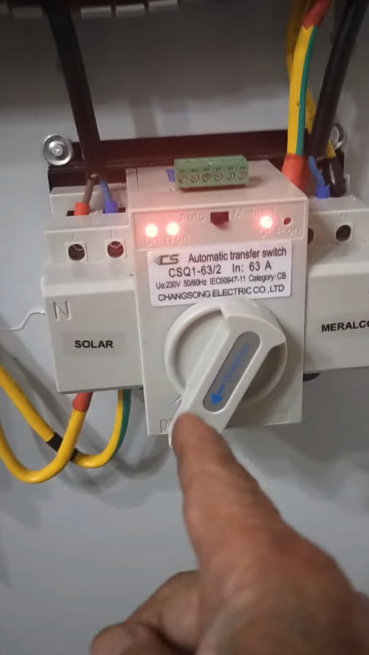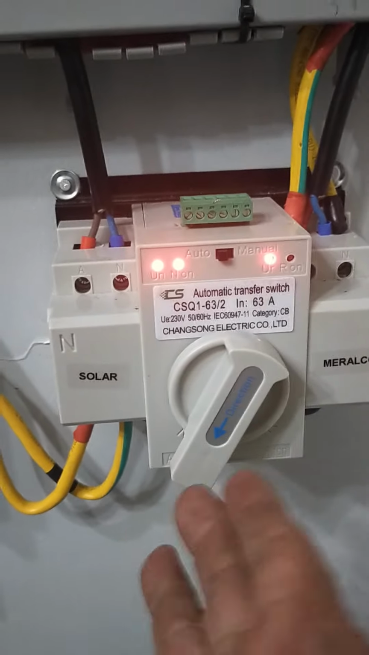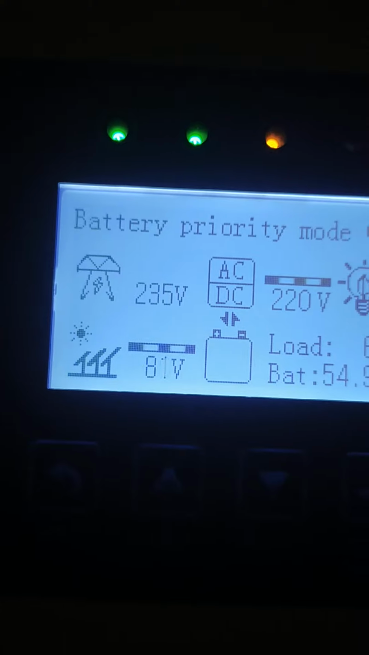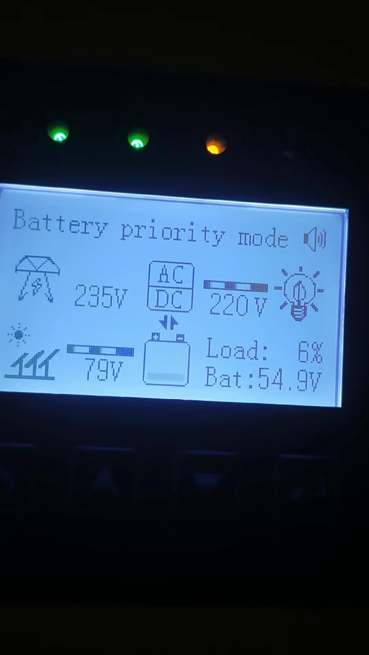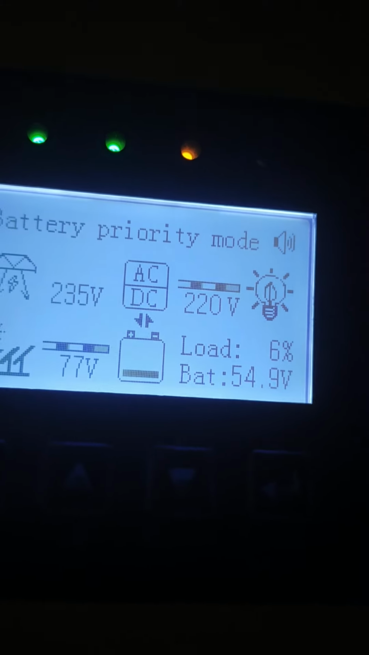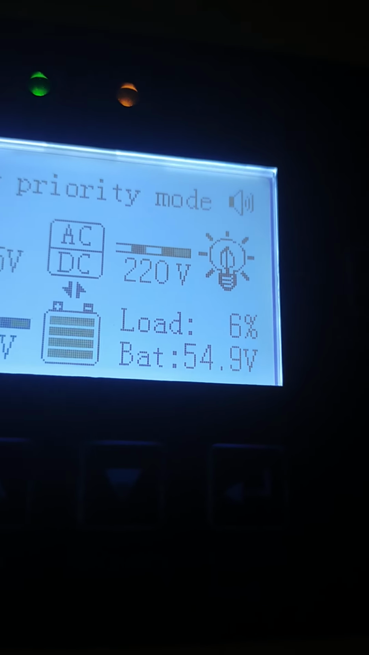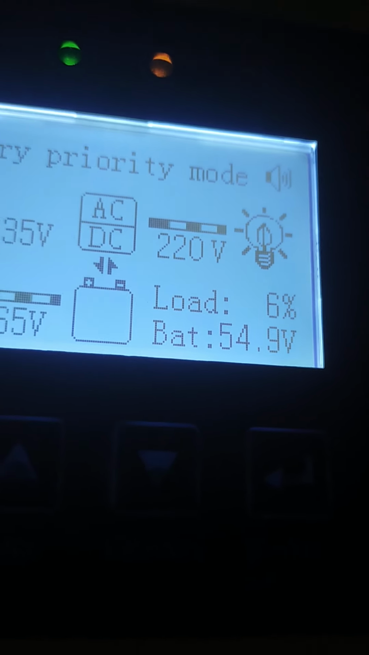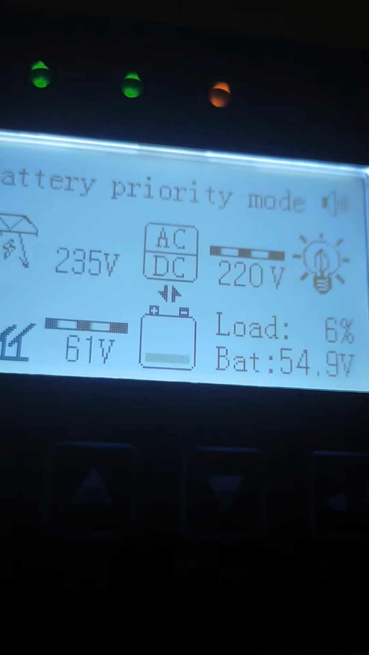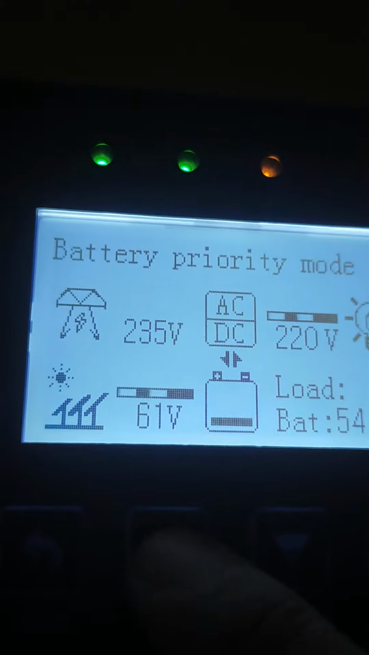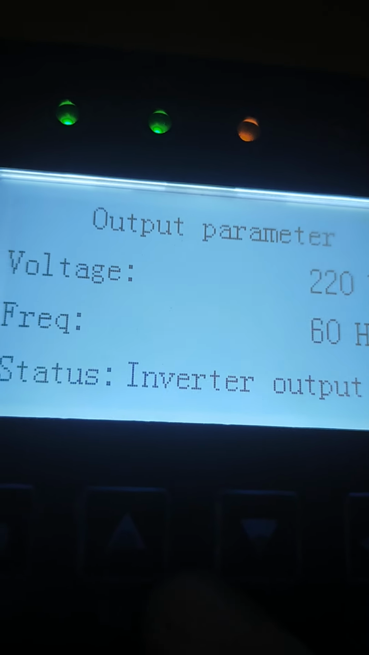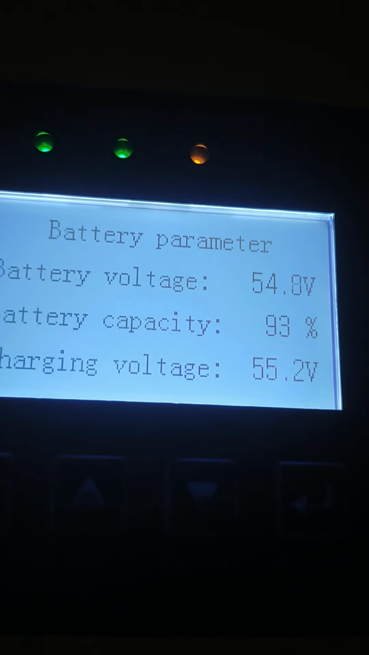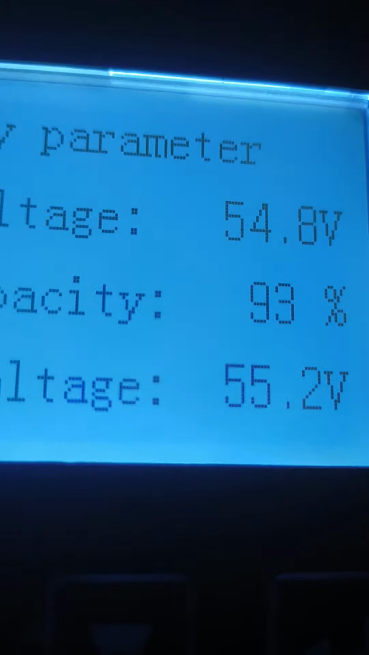See the switching now? It's coming now to the solar. And right now, solar itself is providing power to the load, with the load capacity at 6% right now. Okay. Battery voltage, okay. Battery capacity is 93%. Alright, the system is ready.